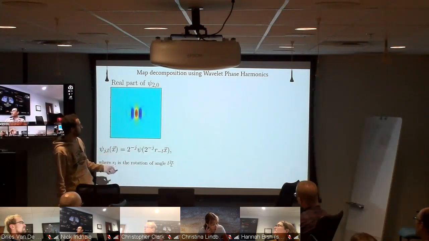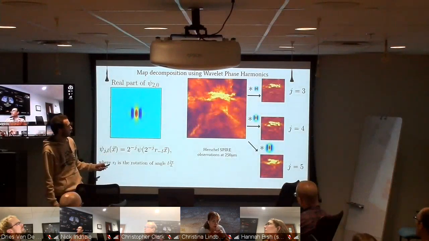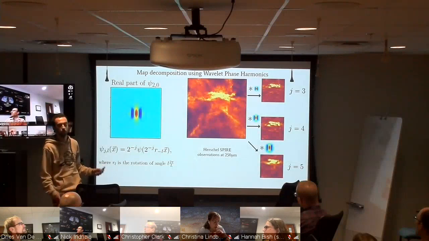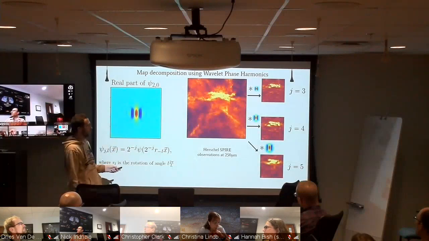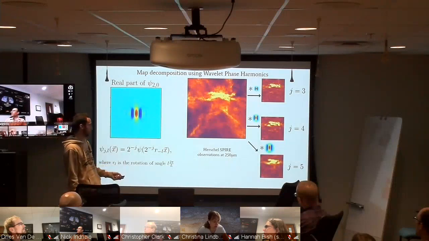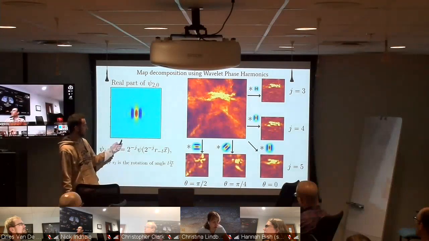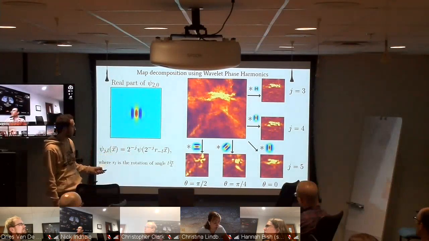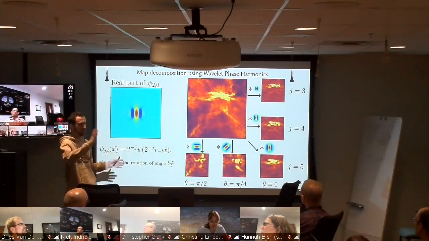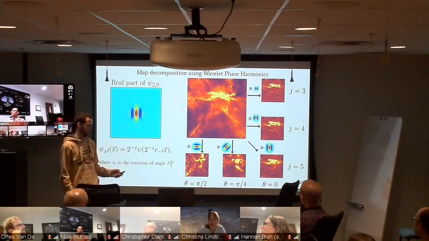Just to give you an example, this is a map taken by Herschel, and you can see I'm decomposing it using different scales of wavelets, always vertical wavelets, and you can see that different structures are just raised by this decomposition. And as I've mentioned, I can also do this by changing the orientation of the wavelet. So you can see that I'm picking all the vertical structures, and there are all the horizontal structures, and depending on the angles and on the scales, I can extract different kinds of structures.